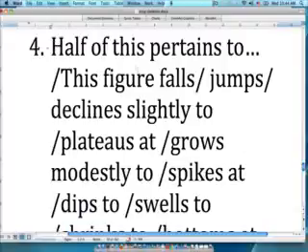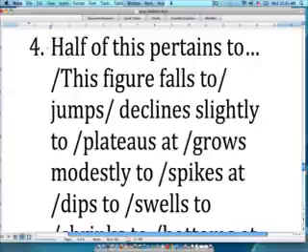Okay, half of this pertains to, which we will use here, or maybe, depending on what you're talking about, you might use phrases like, this figure falls, and all of these should be followed by to. This figure falls to 6%. This figure falls to whatever it is, 30% or 3,000 people, or depending on what you're looking at. This figure jumps to. This figure declines slightly to. This figure plateaus at.